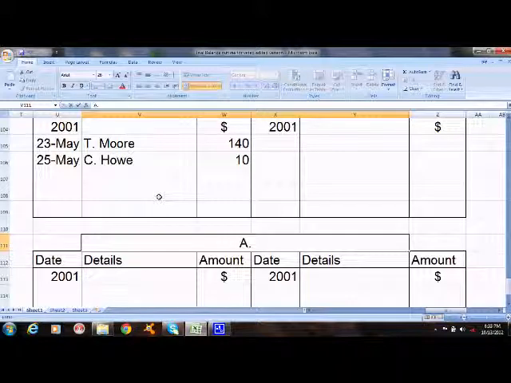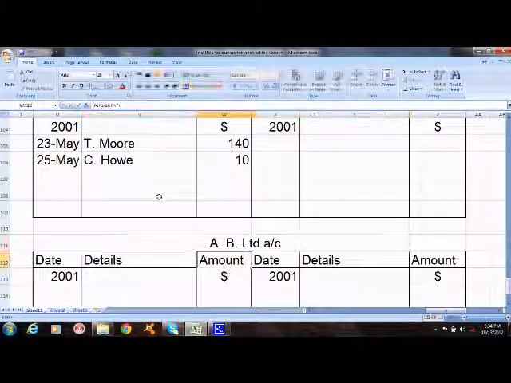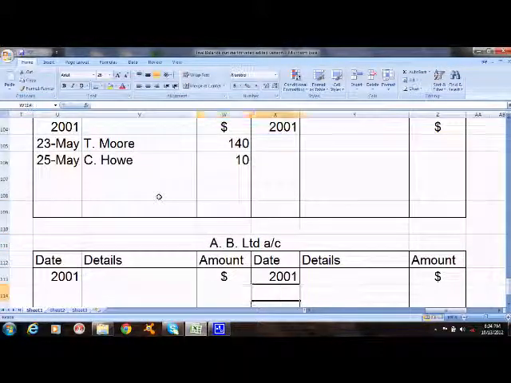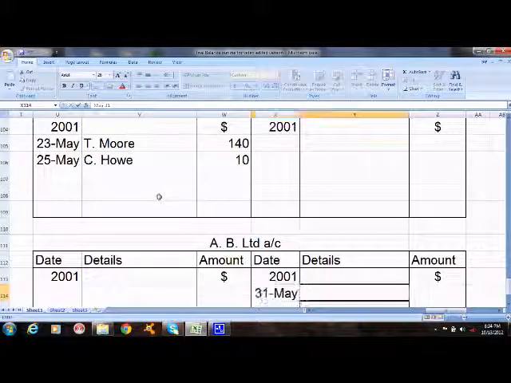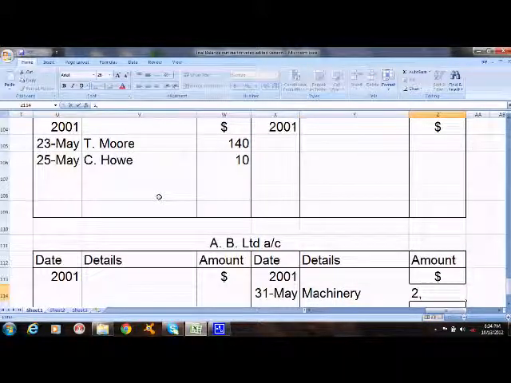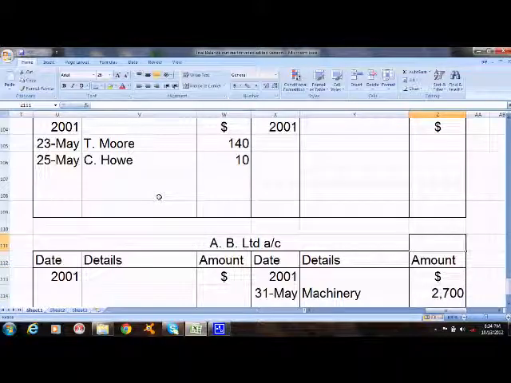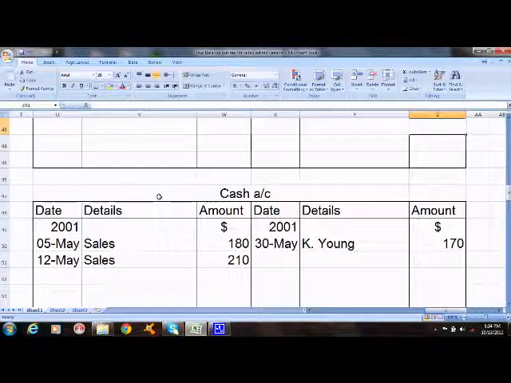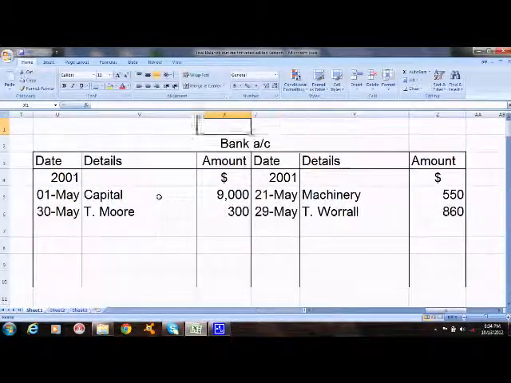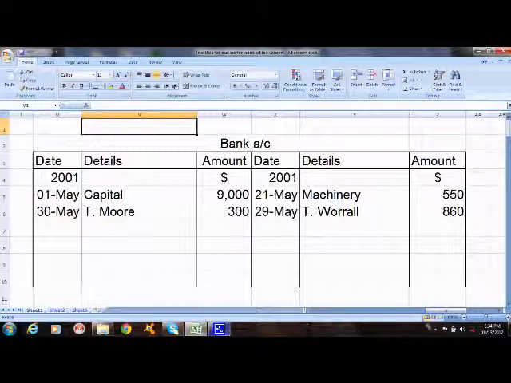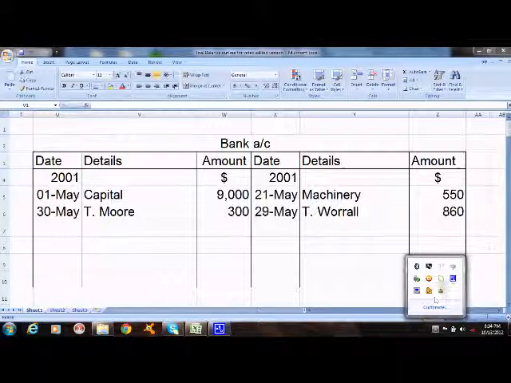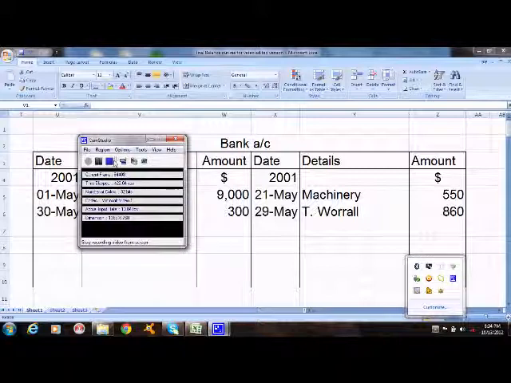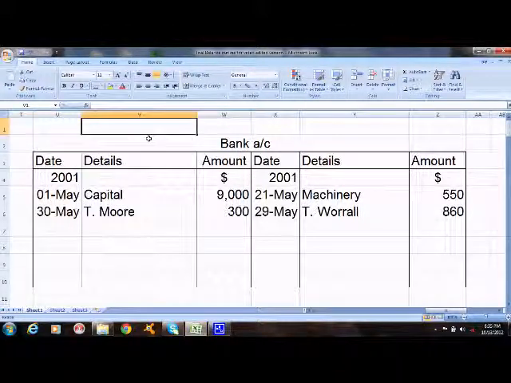We're going to create an AB Limited account as well. Then we're going to make a credit entry, because liability is increasing. When liability increases, we make a credit entry. Machinery, and the amount is $2,700. So that's it for our double entry system. Well friends, we have now done our double entry.